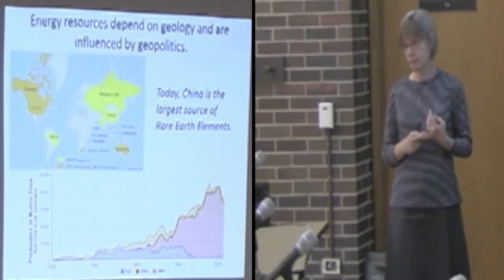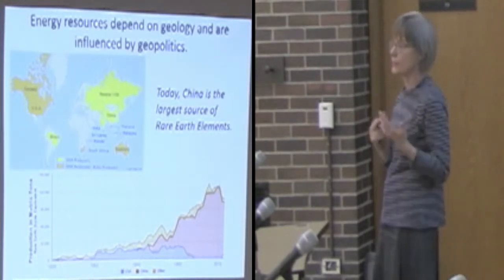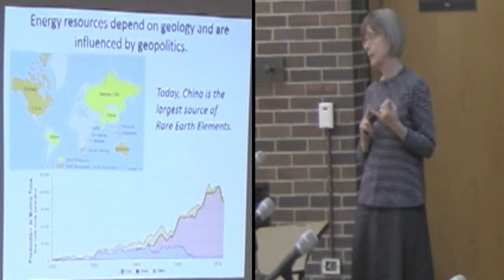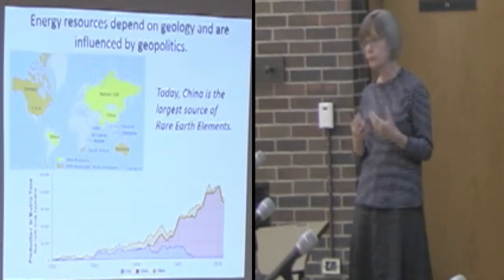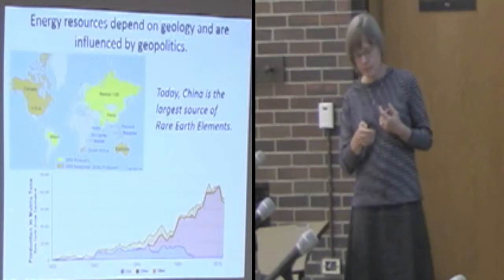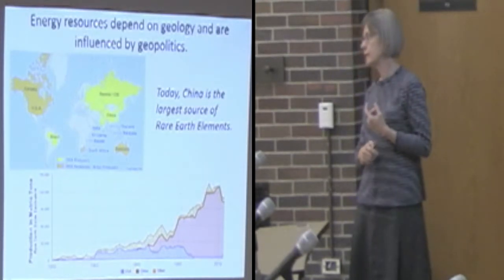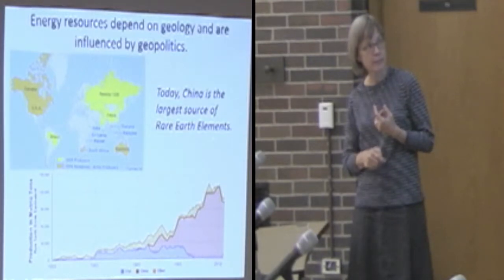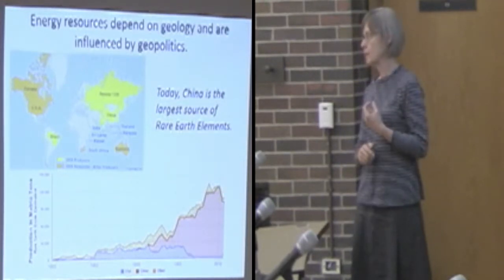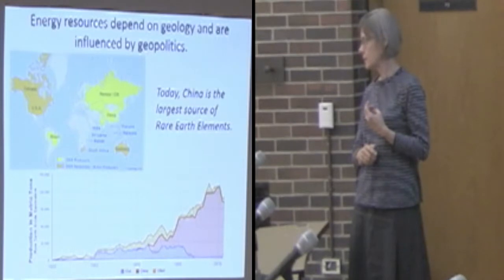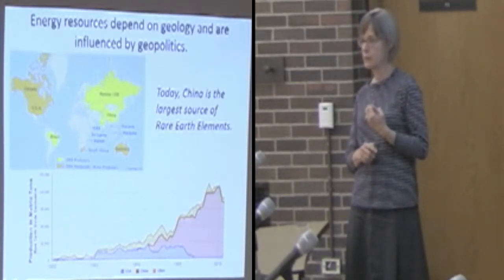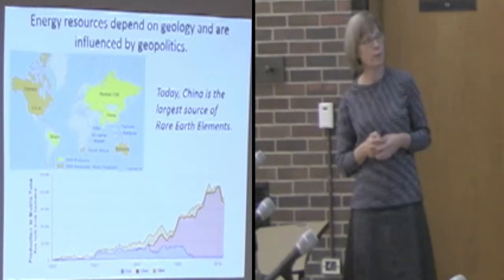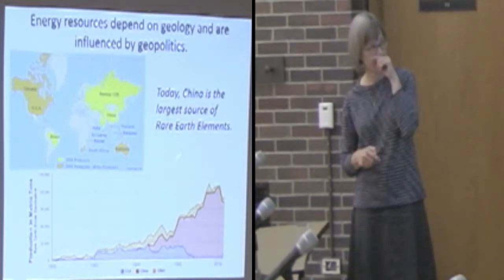These types of mineral resources, just like oil and natural gas, depend on the geology, which varies across the globe, which depends on how the plates have moved over the Earth's history, and they're very much influenced by geopolitics. Right? So even today, China is the largest source of rare earth elements in the world. They are mining the most rare earth elements. They have the market cornered on rare earth elements. So this is an issue in terms of geopolitics.